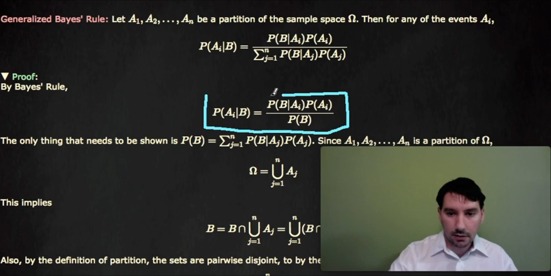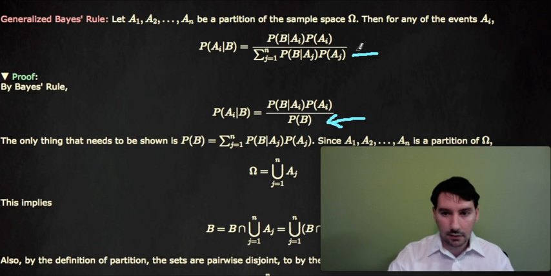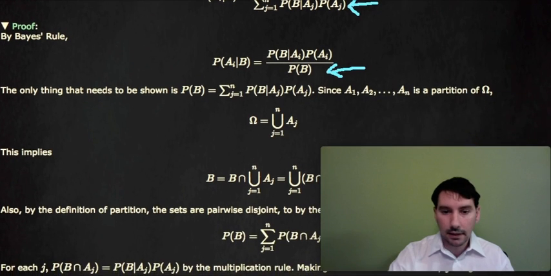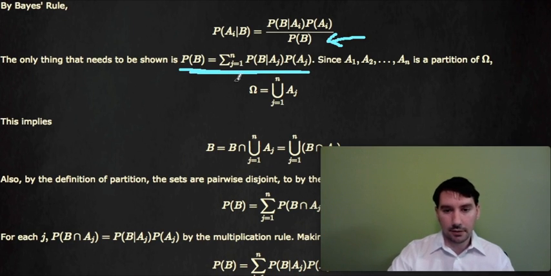Bayes' rule would say the probability of AI given B is the probability of B given AI times the probability of AI divided by the probability of B. And the only difference between the two formulas is the denominator. So this and this is the only thing that changed. That means the only thing we really need to show here is that those two things are the same. So the probability of B should equal the sum over all of the sets in that partition of the probability of B given AJ times the probability of AJ.